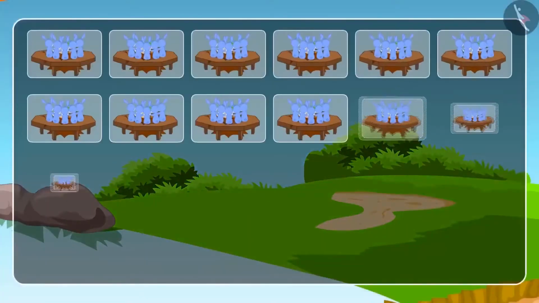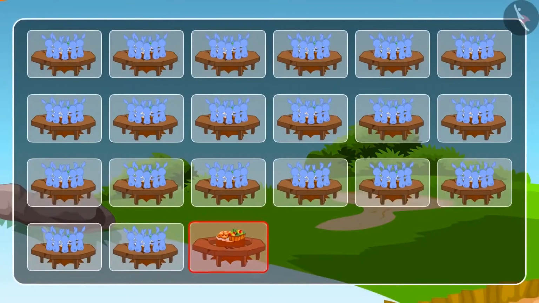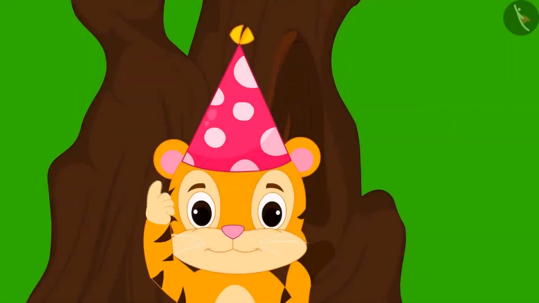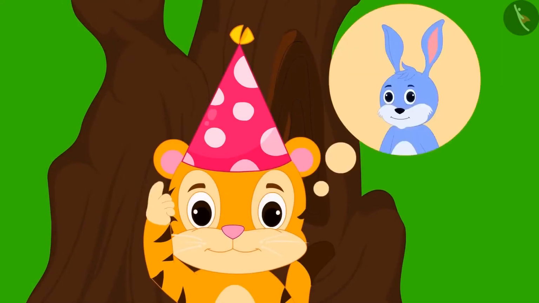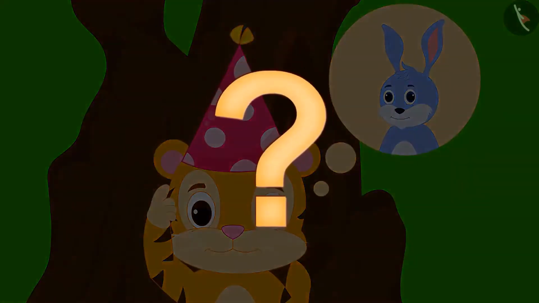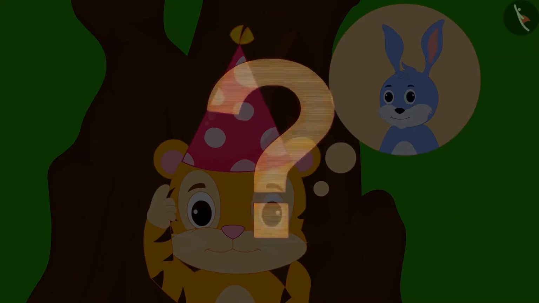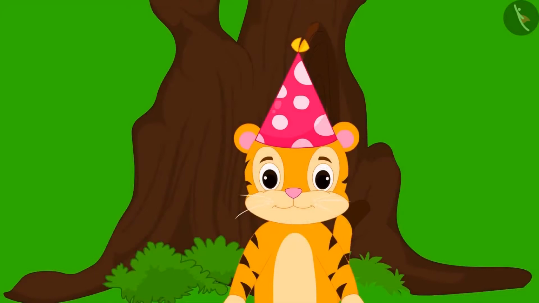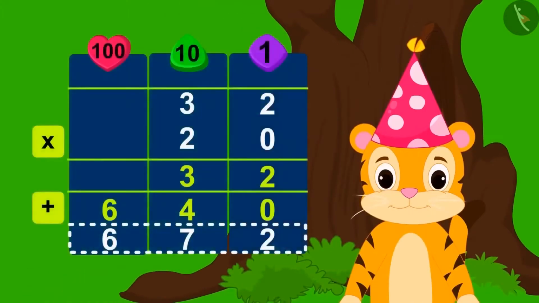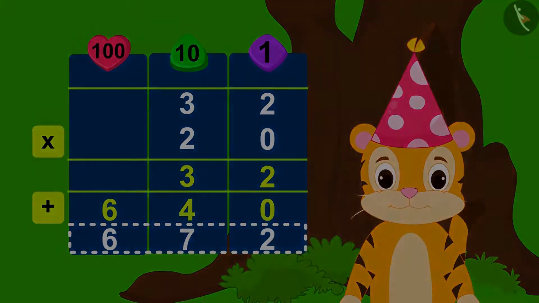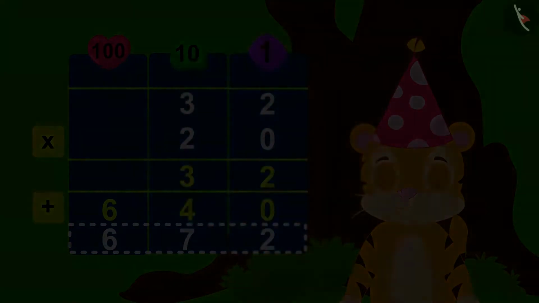When all the rabbits took their seats, 32 seats were lying vacant. Now Sher Khan is wondering why 32 of his rabbit friends didn't attend the party. Children, what do you think? Is Sher Khan right? No, Sher Khan is wrong. He made a mistake while multiplying. Can you tell me what was the mistake Sher Khan made?